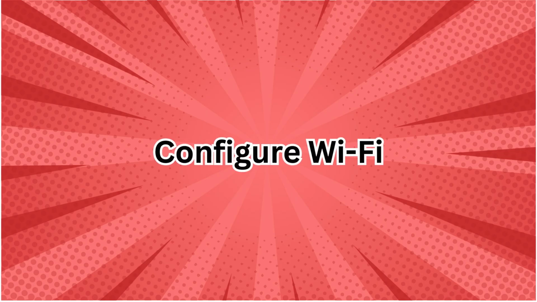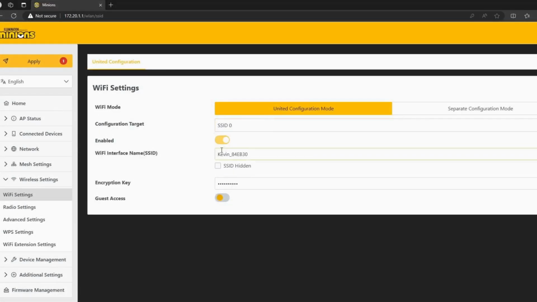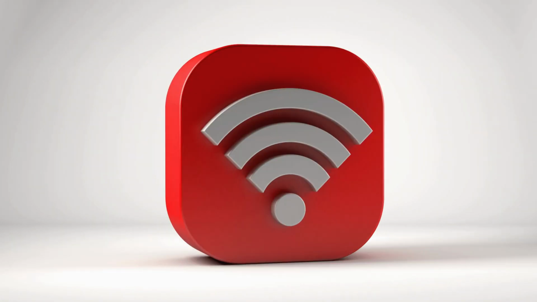Configure Wi-Fi. Change the SSID and password for both the 2.4 GHz and 5 GHz bands in the wireless settings. Save and reboot. Save your settings and reboot the router if prompted to apply the changes.